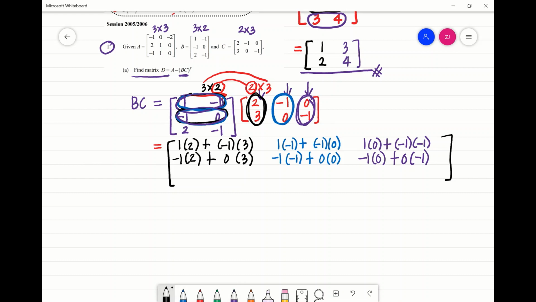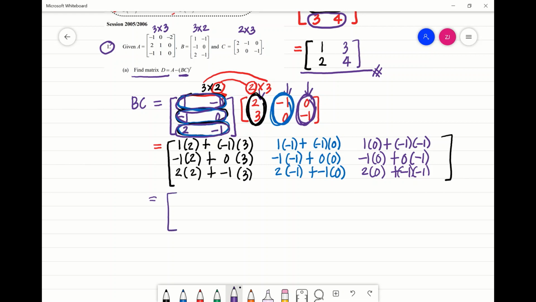And we do the same also for this third row, and we multiply by the first column here. It's 2 times 2 plus -1 times 3. And this third row multiplied by the second column, so we have 2 times -1 plus -1 times 0, and then lastly we have this third row multiplied by the third column, so we will have 2 times 0 plus -1 times -1. Now it's just about simplifying the answer.